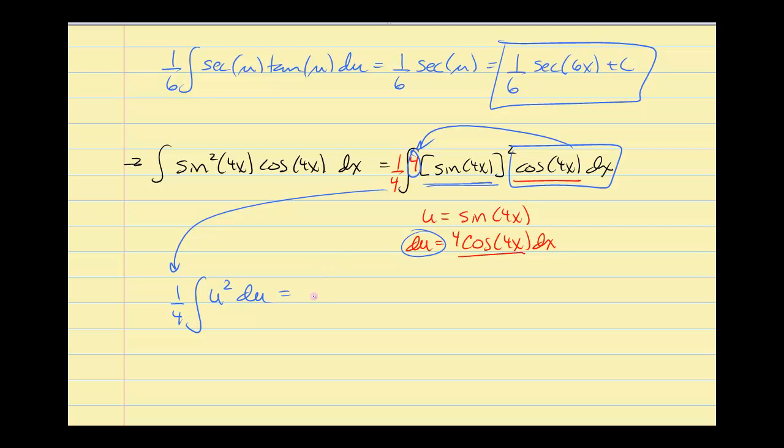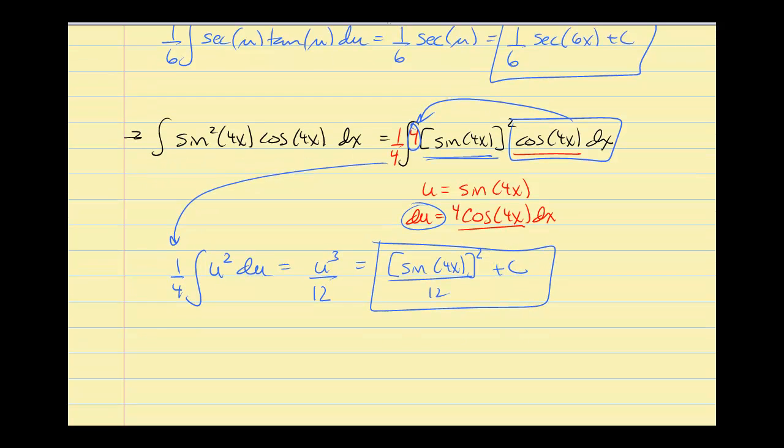Rewriting, I have u cubed over 3 times 1/4, so it would be u cubed over 12. Now this is not my solution. In order to find my solution, I need to substitute back in terms of x, because right now I'm in terms of u. My original problem was in terms of x, and so should my solution be. So this is the sine of 4x, quantity cubed over 12 plus c. That's my solution. Now again, we could check this by taking a derivative.